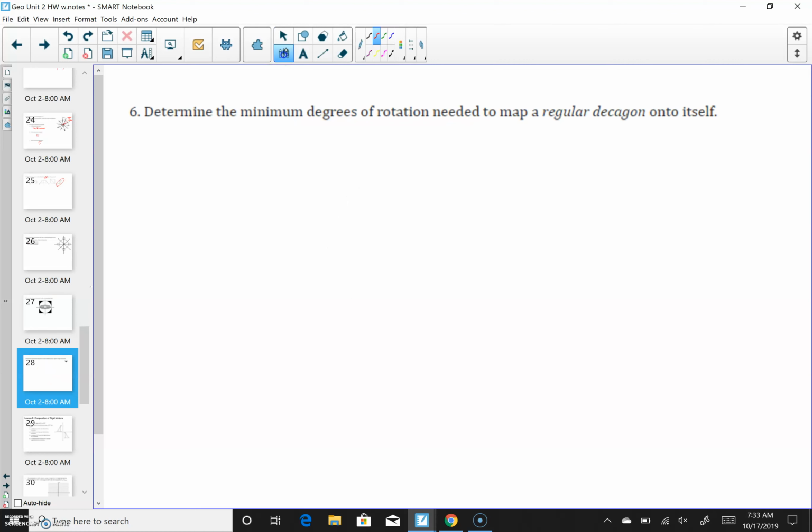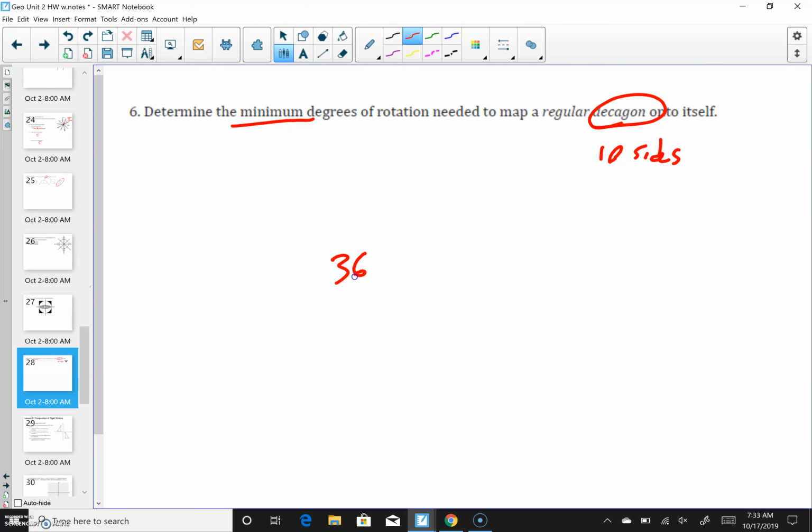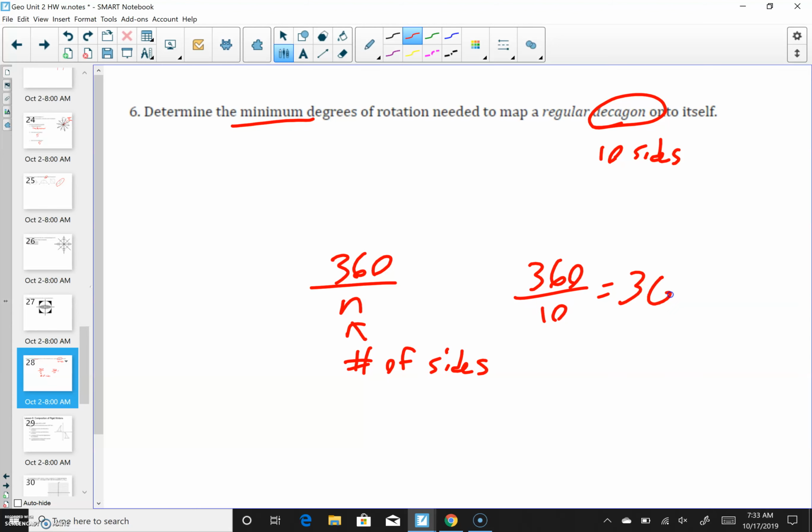Determine the minimum number of degrees needed to rotate a regular decagon, so that's 10 sides, onto itself. Whenever we're trying to figure out how many degrees of rotation we need, we're always going to take 360 and divide it by n, where n is our number of sides. So in this case, 360 divided by 10 gives us 36. So the minimum number of degrees is 36.